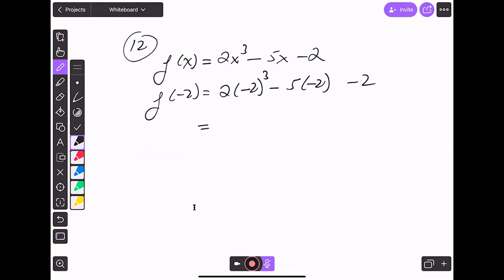Let's take a look at this. What do you get? Minus 16 plus 10 minus 2, which is minus 8. Fairly simple arithmetic. Look at the key. Make sure you can agree with that. And we can. Let's go to number 13.